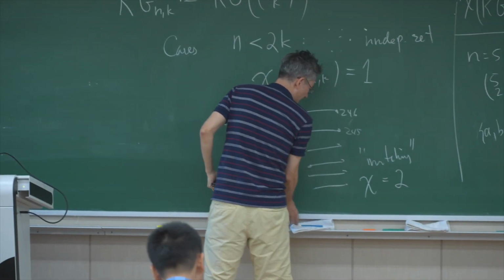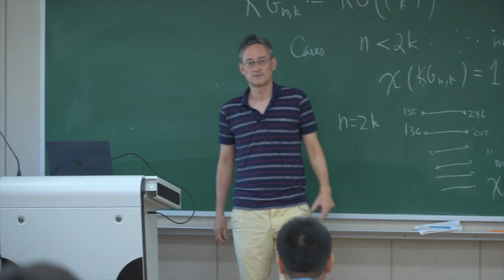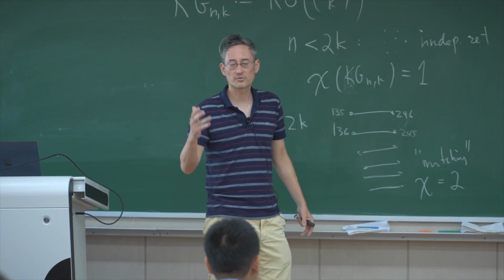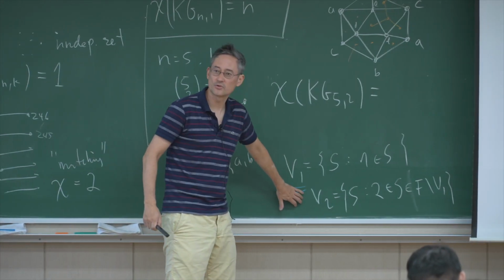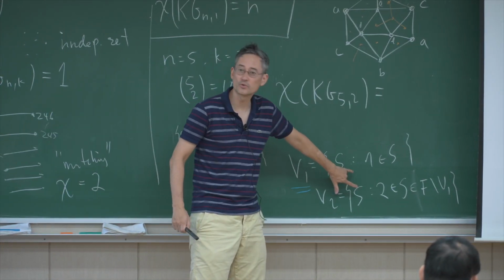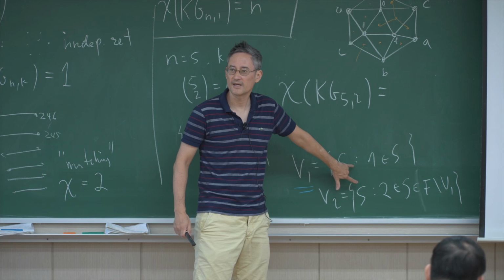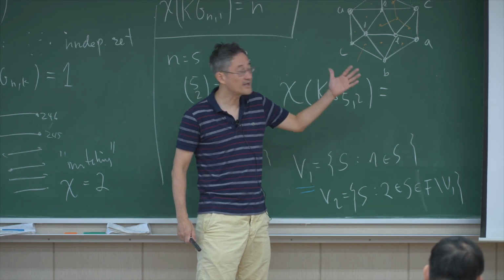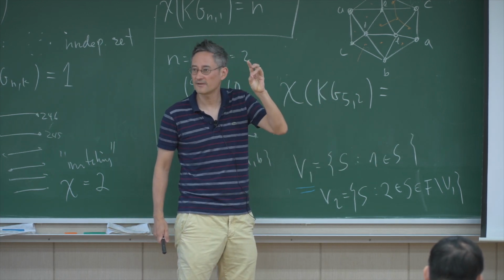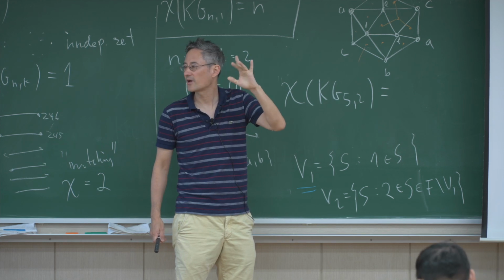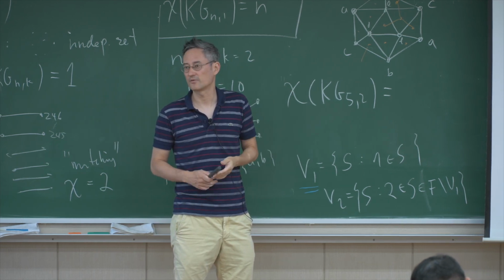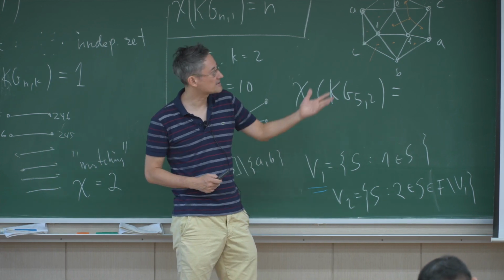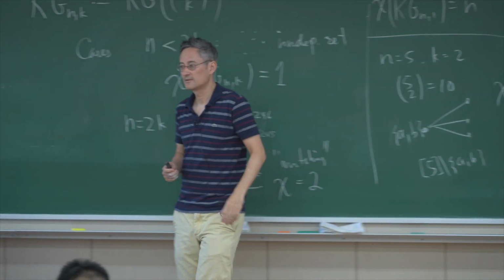Now, how do I color the rest? We have only one set, 3, 4, 5. So after I colored V1 and V2, any set that has 1 or 2 has been colored. The remaining sets have only elements 3, 4, 5. And no matter which pair I take from 3, 4, 5, they intersect. So I can use the same color for all of them. So that is a 3-coloring of this graph.